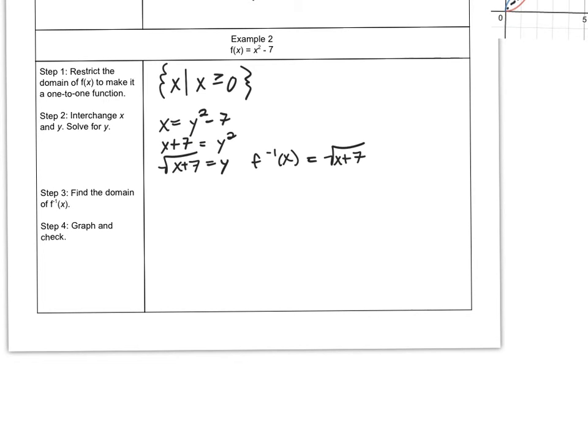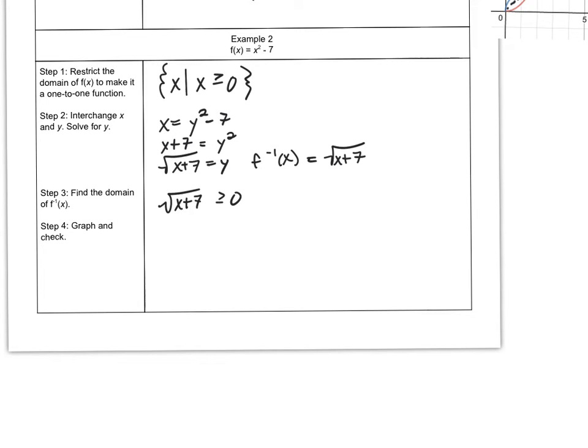See how you do. So when you think about your domain, it's going to be restricted to x where x is greater than or equal to 0, because once again, our function here is symmetric about the y-axis. So to make it 1 to 1, we can just make it so that our domain only includes values greater than or equal to 0. And then interchanging our x and y values and solving for y, we find that the inverse of this function is equal to the square root of x plus 7.